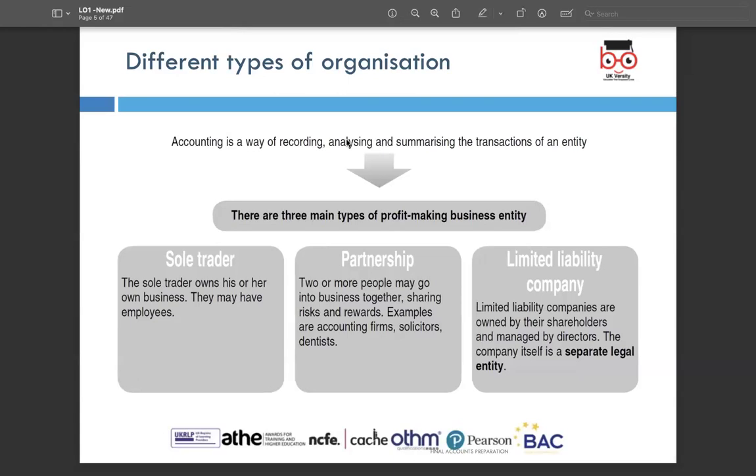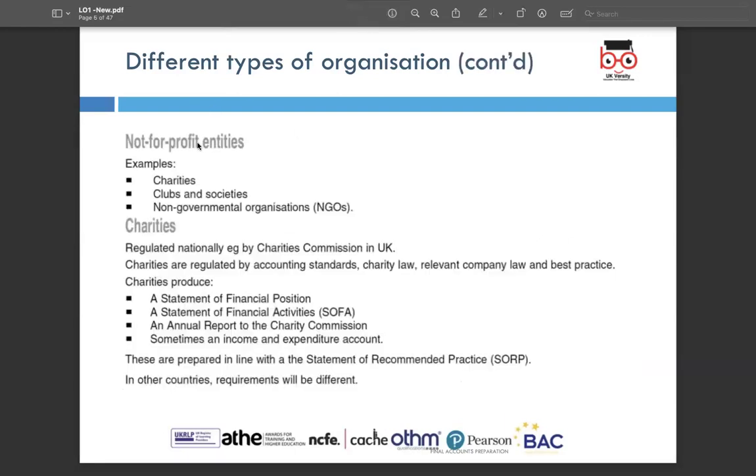Then, limited liability companies are distinct legal entities owned by shareholders and managed by directors. This structure provides limited liability to shareholders, meaning their personal assets are protected in case of business insolvency. Limited liability companies enjoy a separate legal existence from their owners. Any questions so far, if anyone is there?